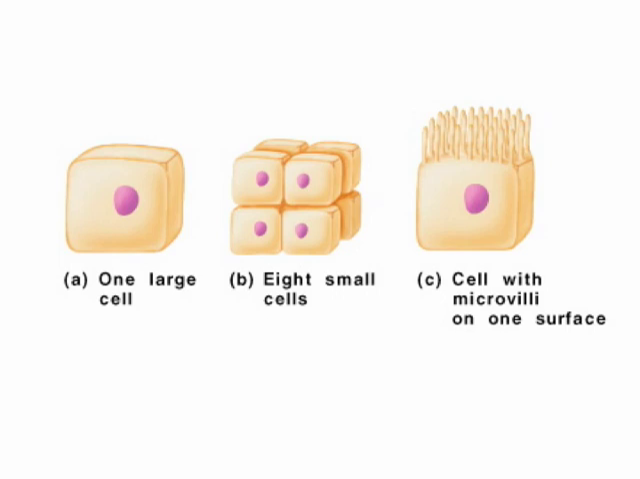So as we were saying, if you look at cell A, one large cell, the distance to get materials in, say, to the center of that cell is significantly high. But if we take that one cell and we break it down into 8 smaller cells, the distance now to get to the center of each of those resultant cells is much smaller. As a result, the cell is more metabolically efficient.